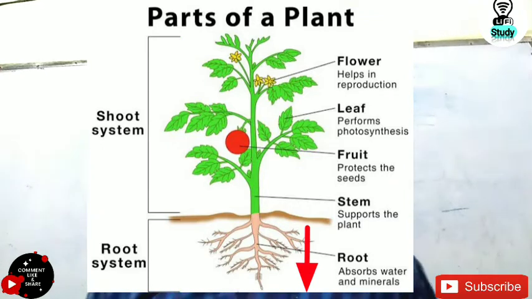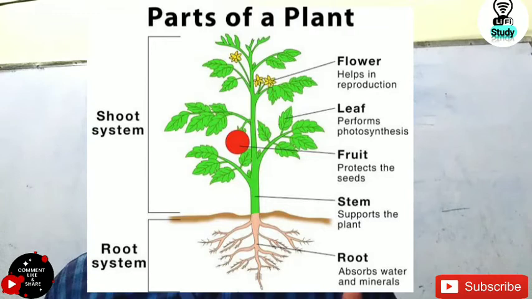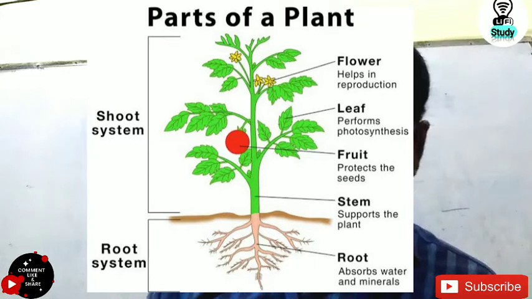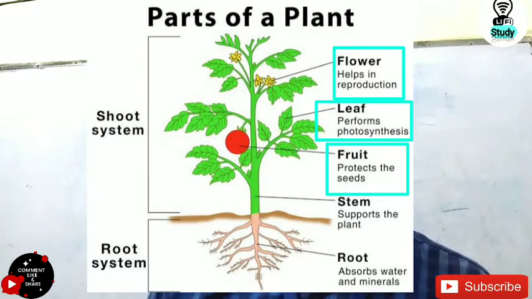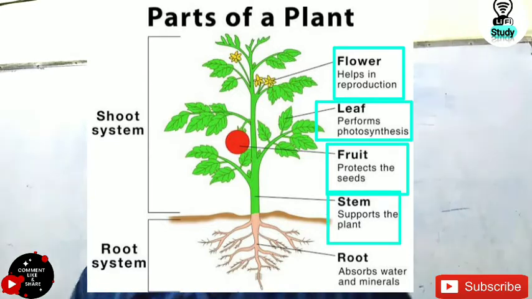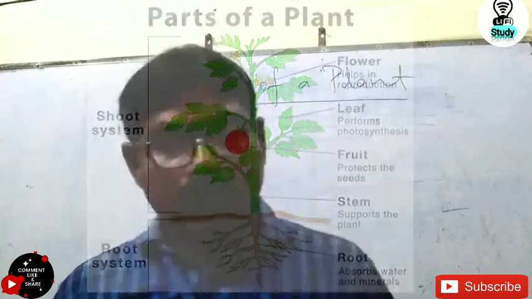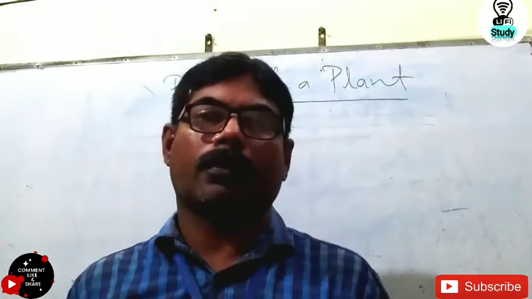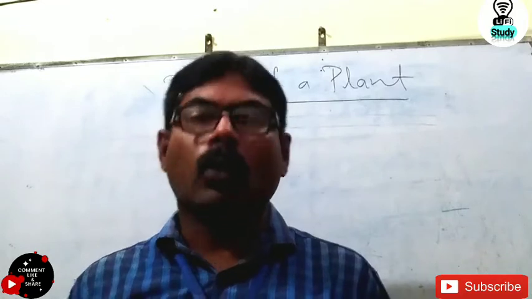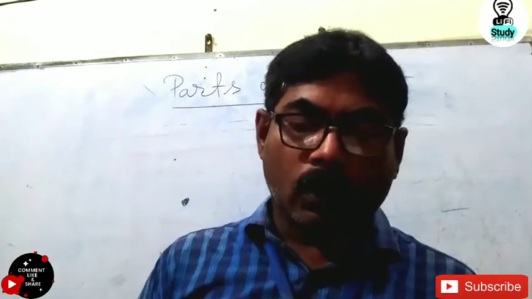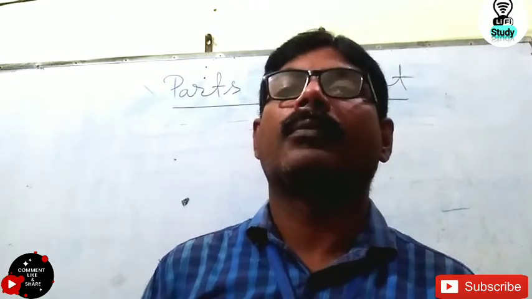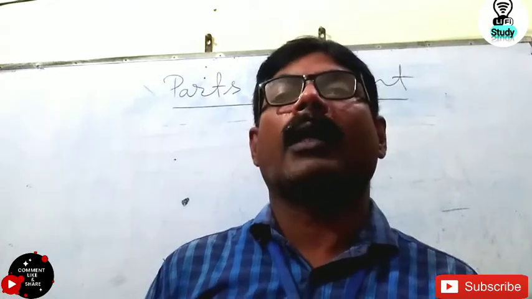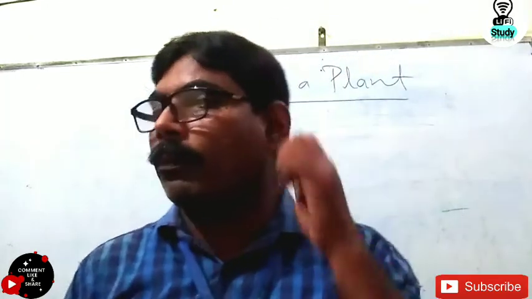Shoot has some parts, sub-parts also, like bud, flower, branches, fruits, leaves and stem. Children, stem gives the support to a plant to grow upright, and leaf is very important. It prepares food for the plants.